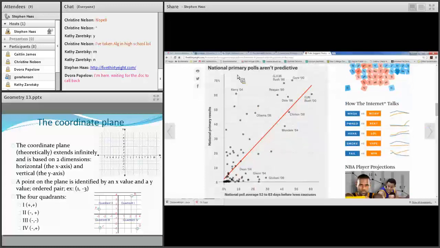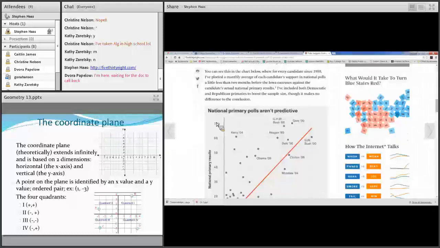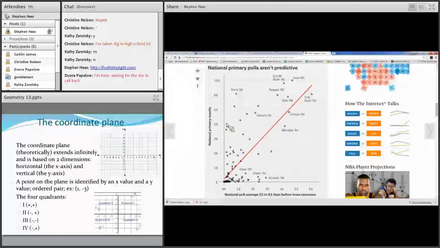Now, this is an example of, I guess, the relationship between national polls and how the candidate has actually done. And you can see the x-axis, which is always the horizontal axis, tells you the national average poll 53 to 83 days before the Iowa caucuses, and then the y-axis is the national primary results. And I haven't read this article. I'll probably read it after class at some point because I usually like to read all 538 articles on politics. They're very interesting. But here they're kind of giving you the relationship between how the candidate has done in polling before the primary and how they actually did in terms of the party itself.